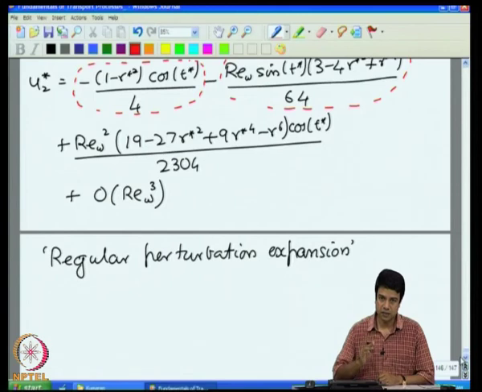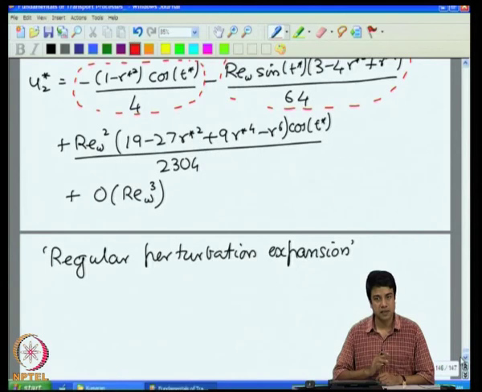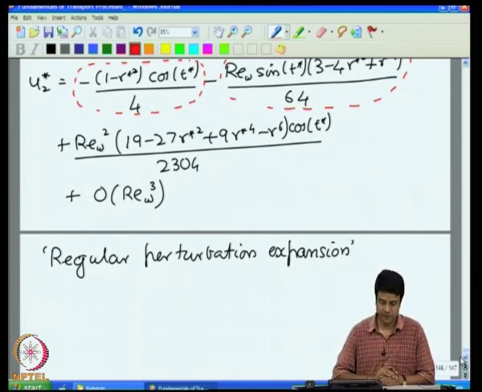We had got a solution of the complete equations earlier in terms of a Bessel function, but as I said, that does not give you very good physical insight into the problem. In this particular case, we have chosen one particular limit of this equation, in the limit where the Reynolds number is small, and managed to get a solution in terms of an expansion.